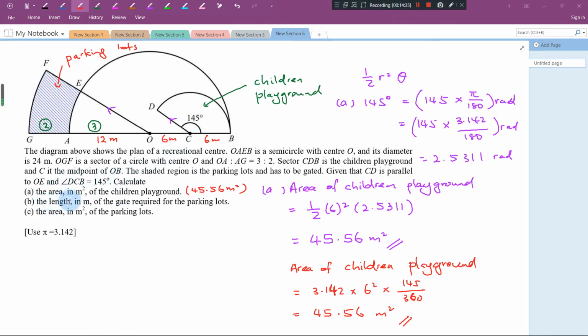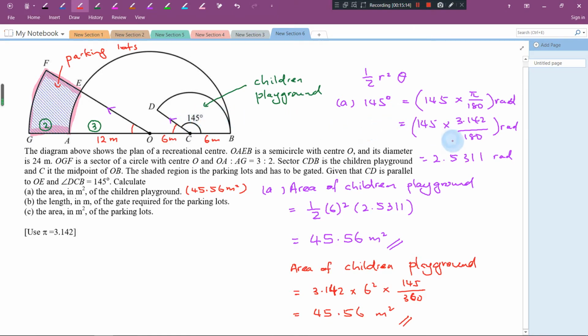Okay, part B, the length in meters of the gate required for the parking lot. It means that we want to find the perimeter over here: this, plus this, plus this, and this. We want to fence up this parking lot. If you want to find the arc length here and here, you need the angle over here. The data here is very easy because the question tells you that these two straight lines are parallel to each other, right?